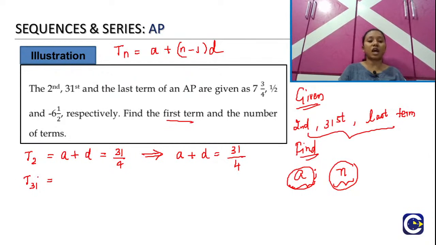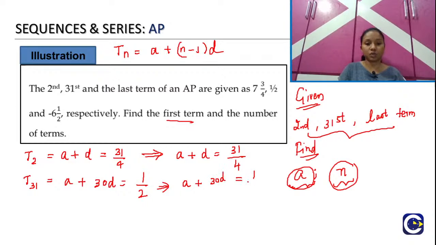So similarly, we can apply this 31st term in order to determine the second equation in terms of A and D. So again A plus, so here n value is 31. So 31 minus 1 will be 30. So 30D is equal to, so 31st term is given to be half. So 1 by 2. So the second equation in terms of A and D is given by A plus 30D is equal to half. So now we can eliminate A here.